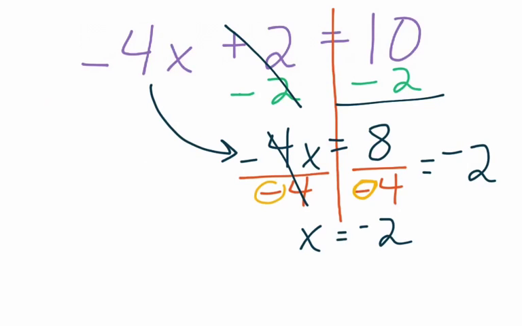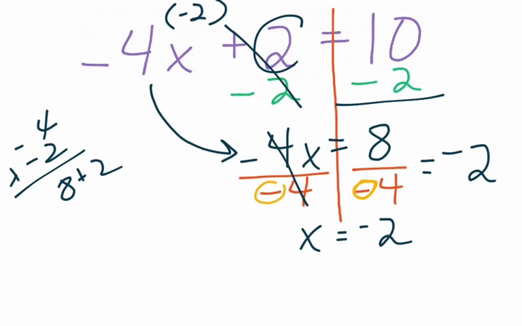Remember, you can check your answer too. You can always take the negative 2 back into the equation. If x stands for negative 2, I know my equation has to equal 10. Real quick, negative 4 times negative 2 is a positive 8. And then 8 plus the 2 that I have right here equals 10, so I know it checks out. So this is a quick rapid review on one variable two-step equations.